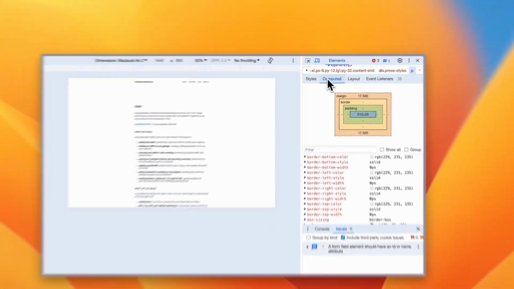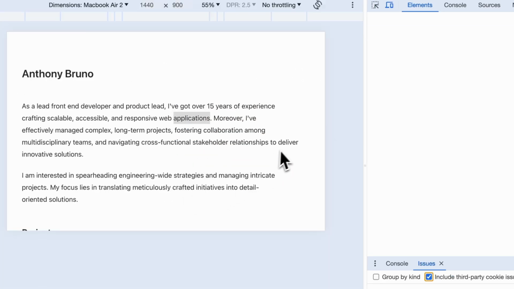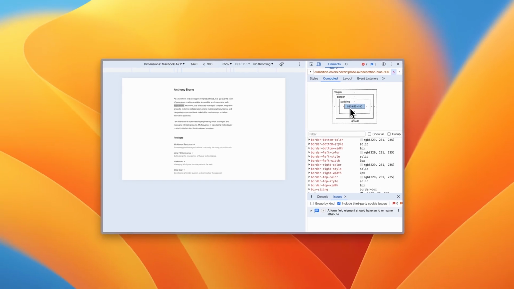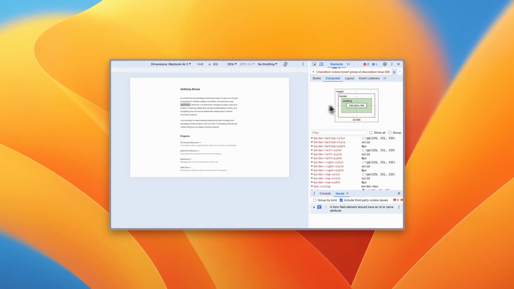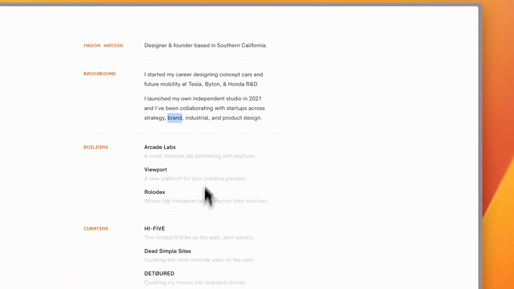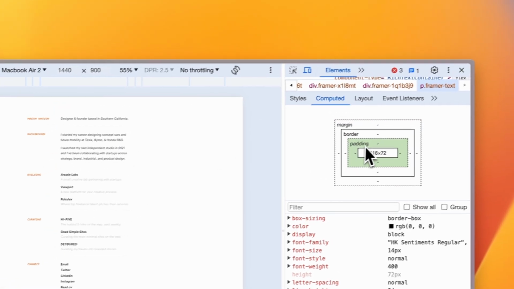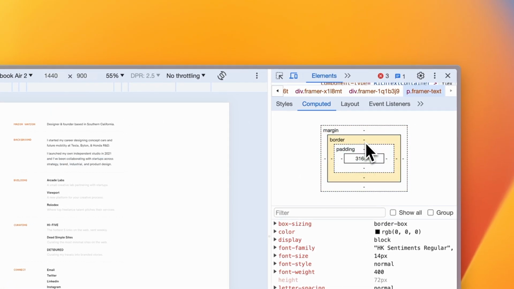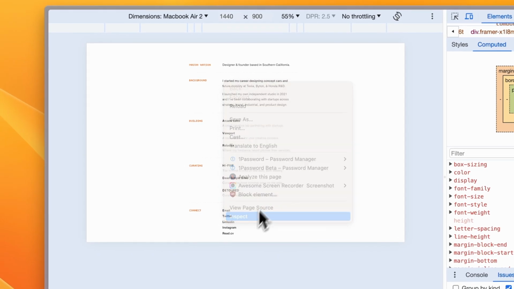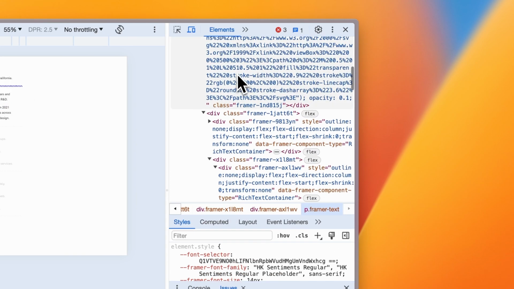Then we go to Michael. Here we can see Anthony Bruno. Around 5. This one. Can't seem to inspect the right thing. So we can go here.